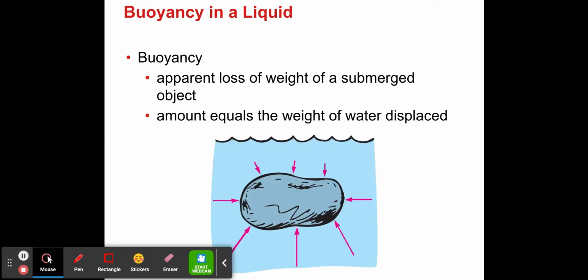And that is what we call buoyancy. Okay, that is what we call buoyancy. So the apparent loss of weight of a submerged object. And so that loss of weight, remember, is always equal to the weight of the water that the object displaces.